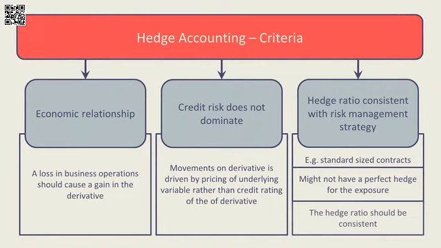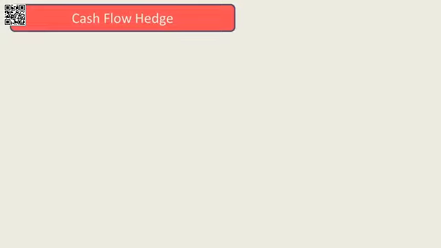In other words, if I typically hedge 96,000 tons worth of coffee beans using 100,000 of derivatives, well, that's absolutely fine because that's consistent with my normal internal hedge ratio. So let's take a straightforward example of a cash flow hedge.